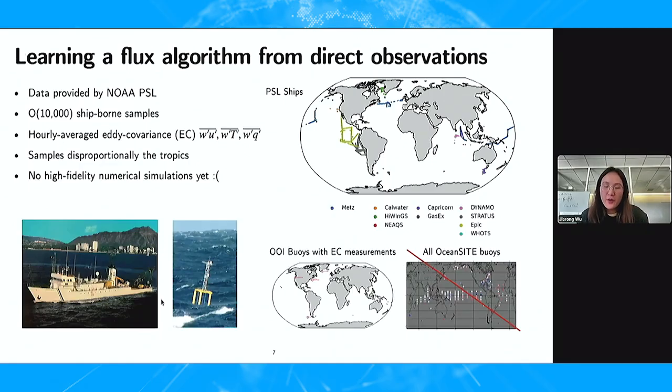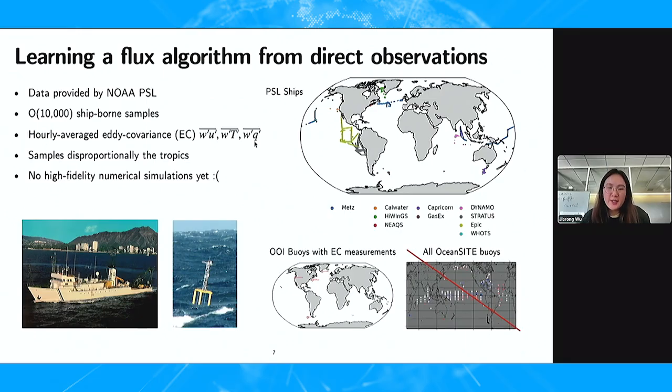Okay, so for the data that we are learning from, these are shipborne measurements. Here's the map showing the trajectories of all these cruises. This is a compilation of cruises over the past 30 years or so from NOAA PSL. We have on the order of 10,000 samples, hourly averaged eddy covariance.